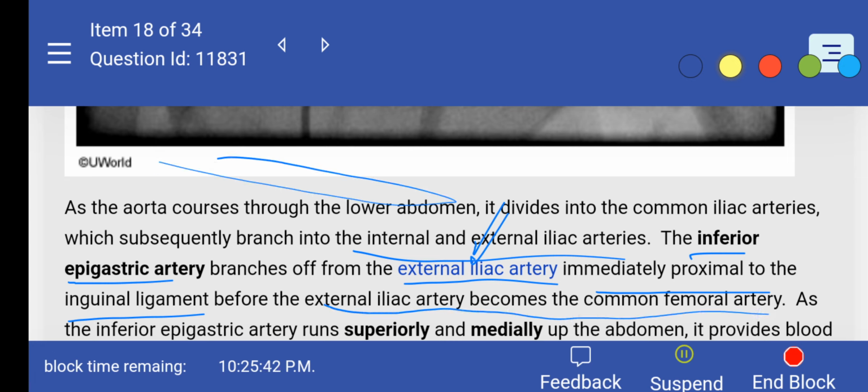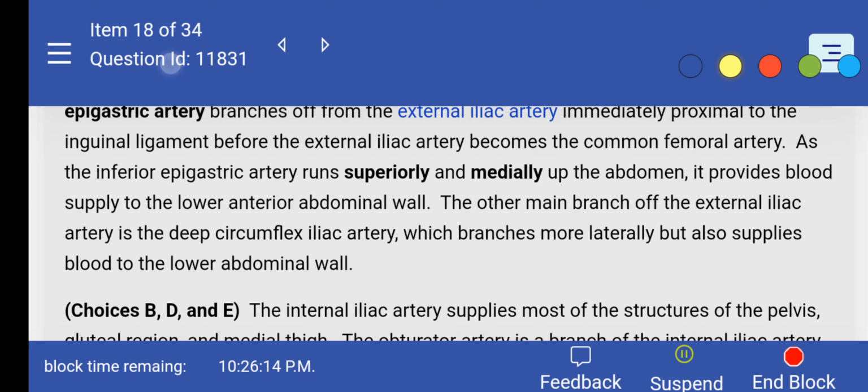That means if, let's say, this is the inguinal ligament, above this it would be the external iliac artery. When it passes through the inguinal ligament, it forms the common femoral artery, but before that it would give a branch in the upward direction, but the name is inferior, right? That is the inferior epigastric artery, but moving superiorly. Don't confuse that. The inferior epigastric artery runs superiorly and medially up the abdomen. It provides blood supply to the lower anterior abdominal wall, right?